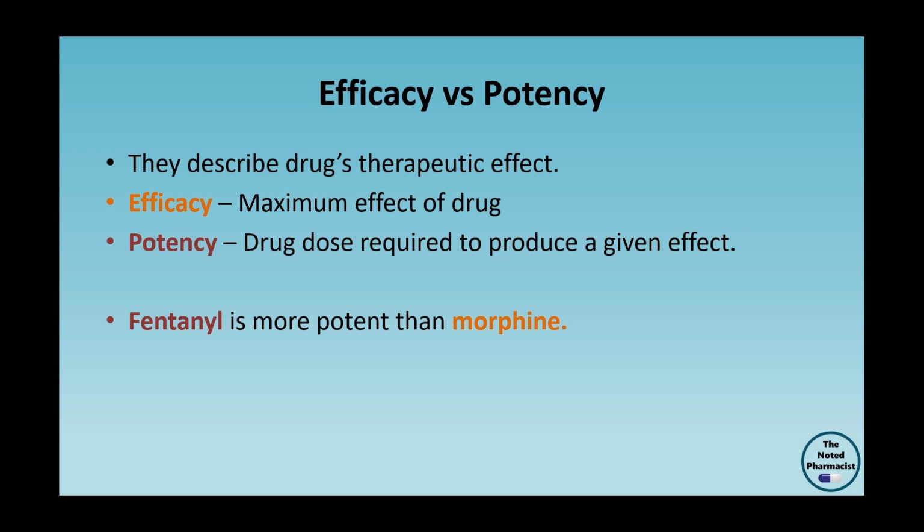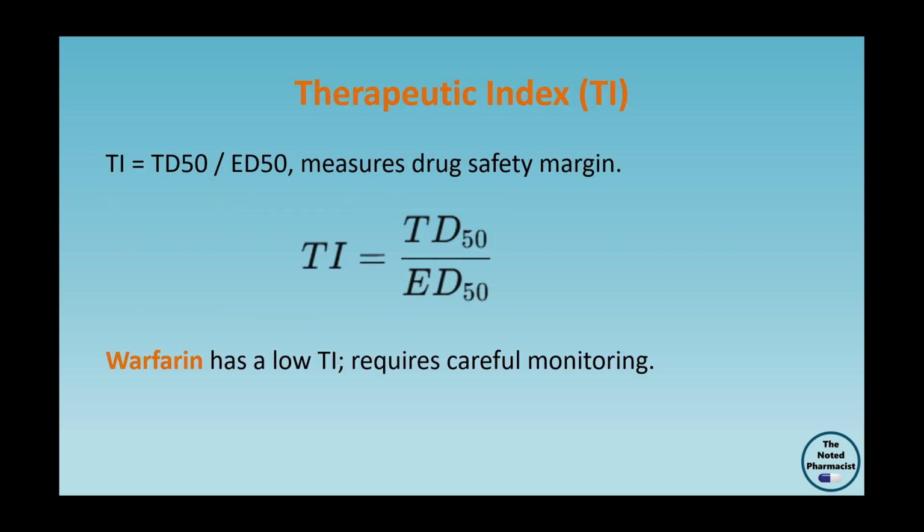Before we move on to discussion on types of ligands, let me explain here what therapeutic index is as well as therapeutic window. The therapeutic index, TI, measures a drug's safety margin by comparing its toxic and effective doses. It's calculated as TD50 divided by ED50.